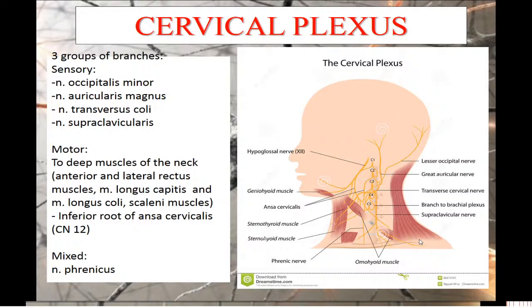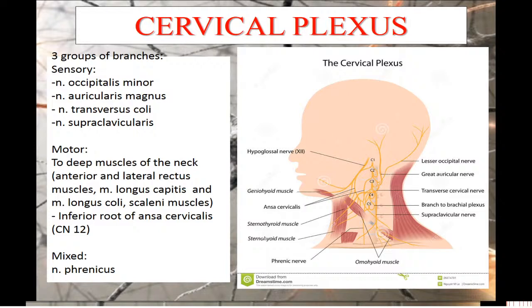Motor branches supply the deep muscles of the neck. That's why these motor nerves get the same names as the innervated muscles. For example, nerve to the rectus capitis anterior muscle, nerve to the longus capitis muscle, nerve to the scalenus anterior muscle, and so on.